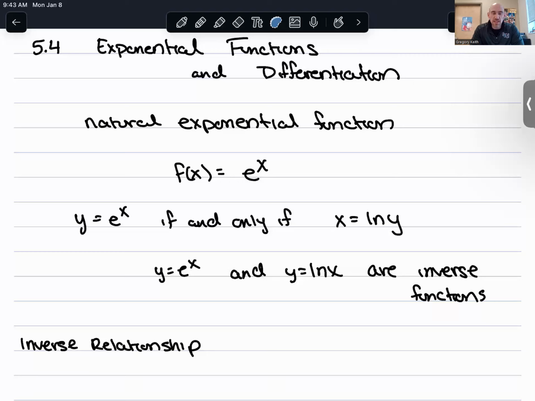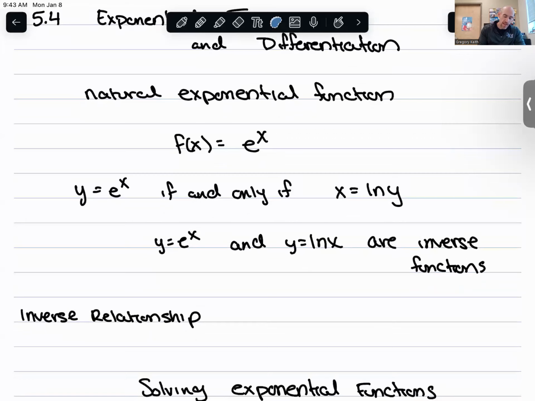Now, y equals e to the x if and only if x equals natural log of y. This is the relationship between the two. Natural log, we talked about, has a base of e. And so when we rewrite it in exponential form, it becomes y equals e to the x. So y equals e to the x and y equals natural log of x are inverse functions.